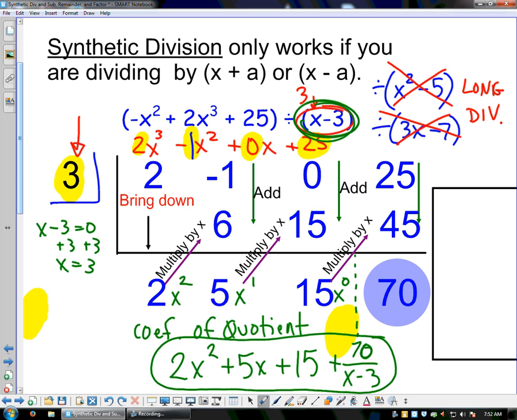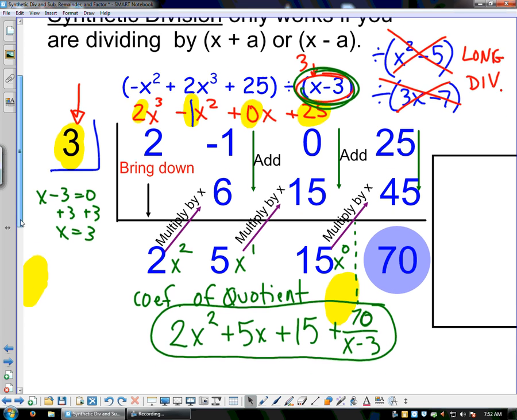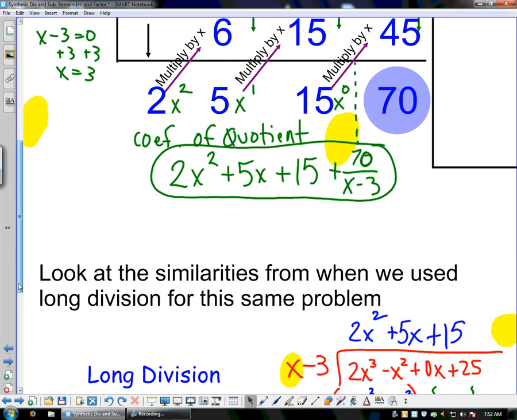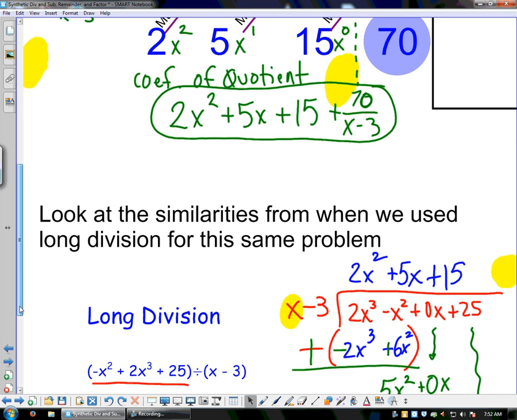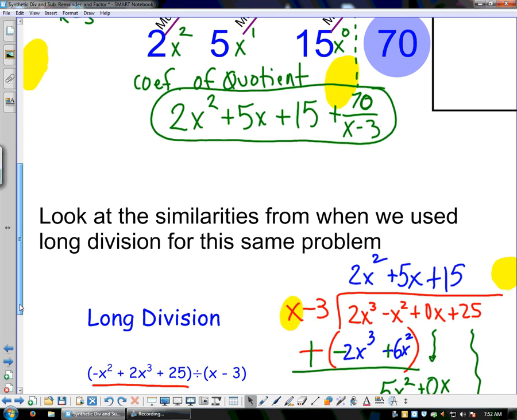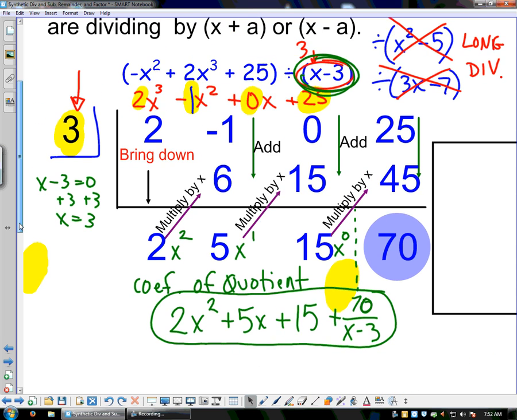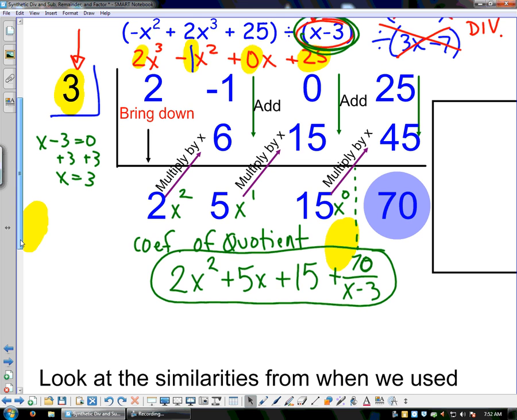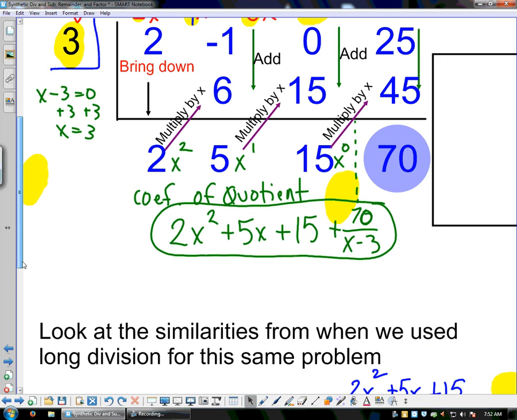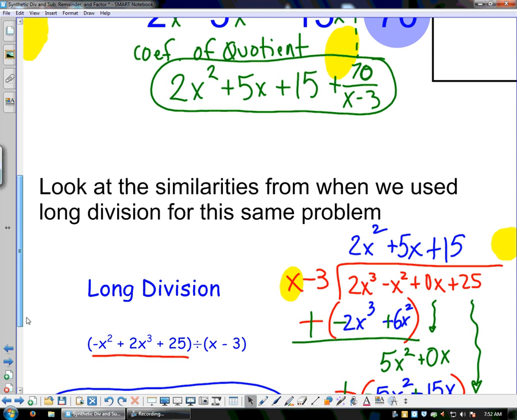Okay. So, I think I see how those line up. Now, didn't we do the same problem with long division on the other notes? We did. All right, let's see how those two compare. So, if I scroll down here just a little bit, let's look at these similarities. So this is what we did in the last video? This was the last video, and this was the same exact starting problem. Yeah, negative x squared plus 2x cubed plus 25 divided by x minus 3. There it is again.